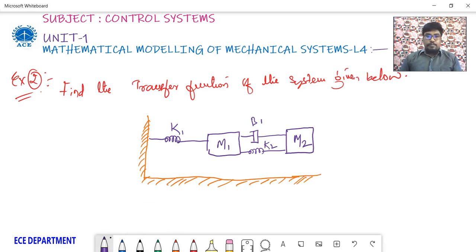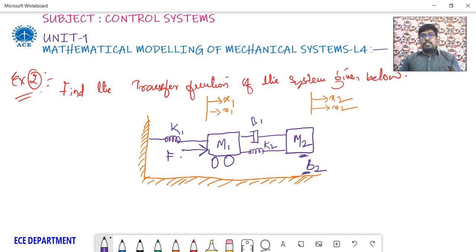Now see, here a dashpot B2 exists. In this case it is the friction between the surface and mass 1 with the fluid. Here we have displacement x1 and here x2, and also velocity v1 and velocity v2. An external force is applied here in this direction, this is F. This is the given function, so this is the given question.